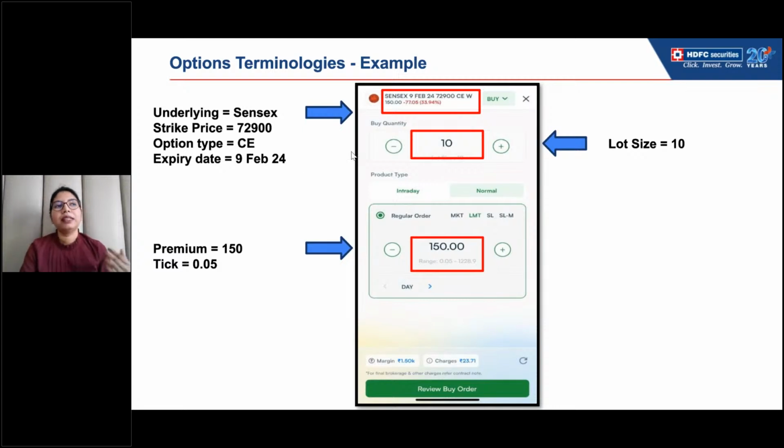Okay, so the indices generally have weekly and monthly expiries. All right, so there are different expiries. I will explain it further. So lot size, as I mentioned earlier, for Sensex it is 10. So if you want to buy more lots, you can simply buy it in multiples of 10. Okay, now the premium. Now you are seeing this 150 price that you're going to pay if you want to buy this option. That is your premium. Okay, and the tick size is 0.05. So this is how you're going to see the details on your screen when you actually go to trade the options. All right.